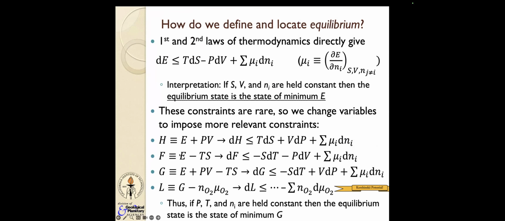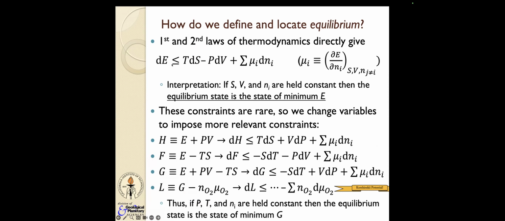So the equation at the top here, I was about to find myself a pointer. Can you see my arrow as I point at things? Yes. Okay, so this equation says that the total derivative of the internal energy is less than or equal to temperature times the derivative of the entropy minus pressure times the derivative of volume, plus the sum over all the chemical components in the system of their chemical potential times the change in the number of moles.